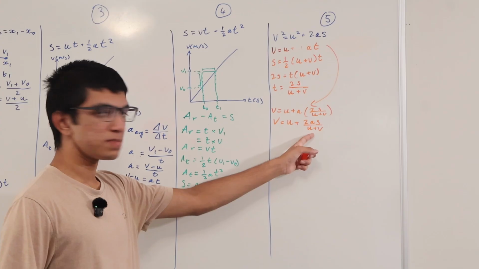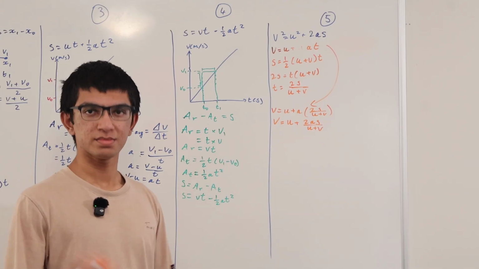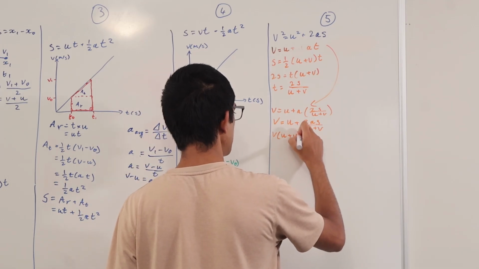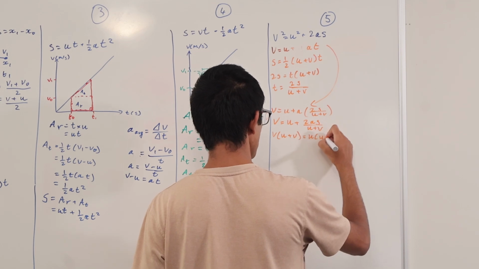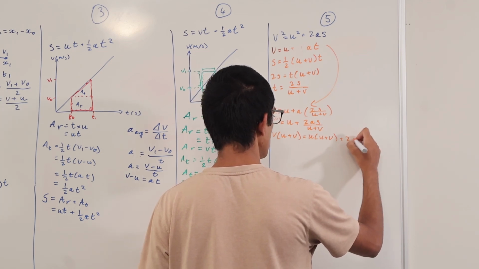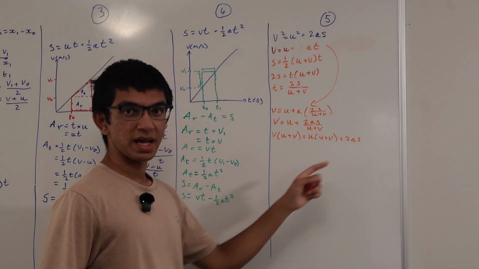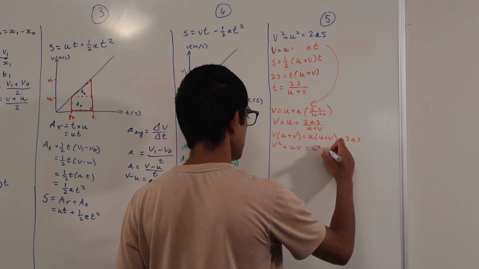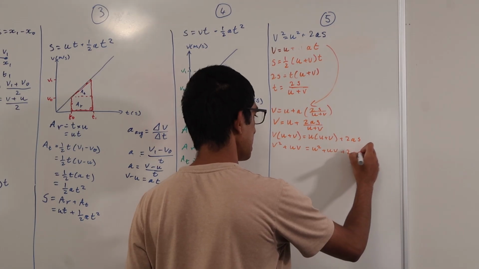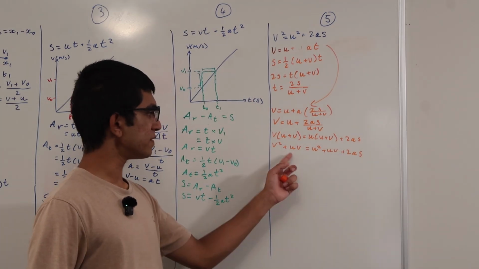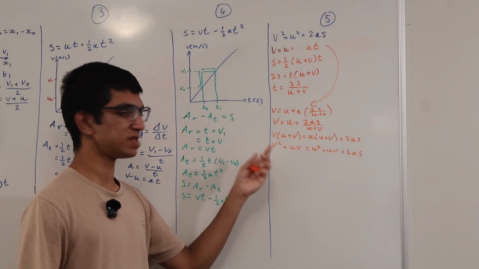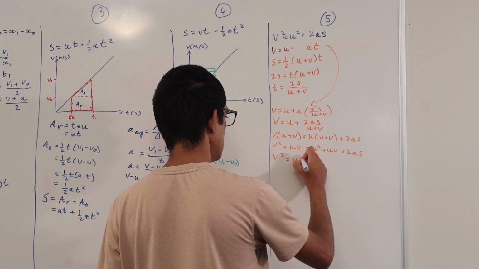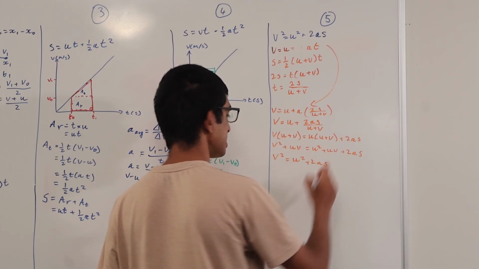To get rid of the u plus v here, we multiply both sides of the equation by u plus v. So we get v times u plus v is equal to u times u plus v plus 2as. If we expand this out, we get v squared plus uv is equal to u squared plus uv plus 2as. Since we have uv on both sides of the equation, we can subtract it out. So we get v squared is equal to u squared plus 2as.